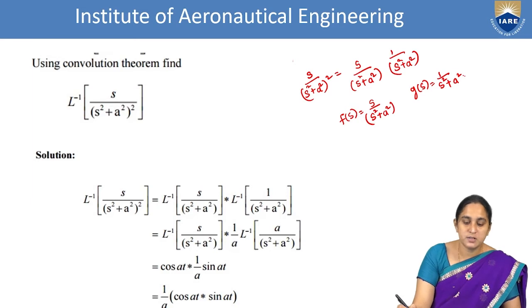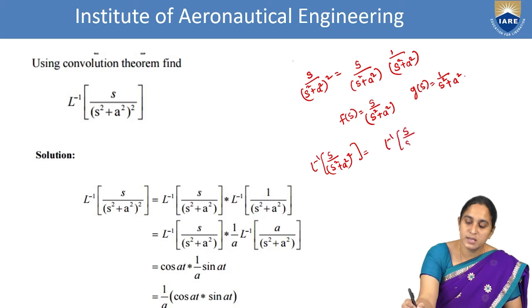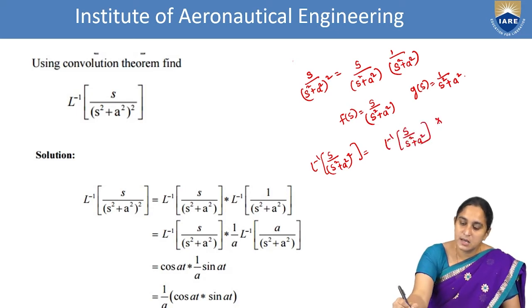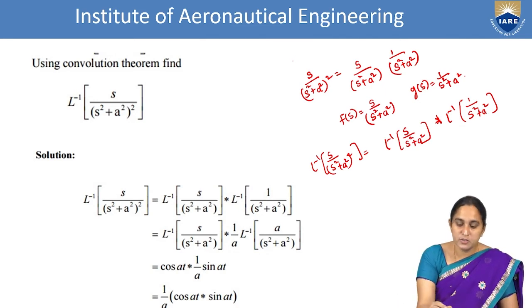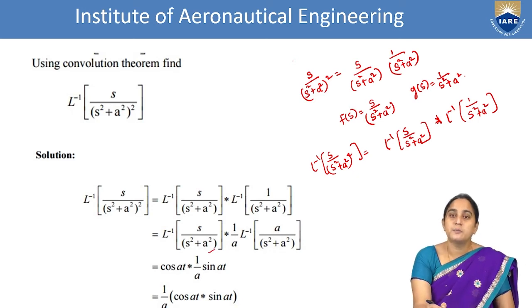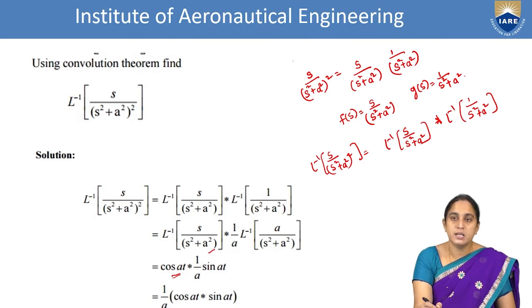Therefore, apply Laplace inverse transformation on both sides. That is, Laplace inverse of s by (s square plus a square) whole square is equal to Laplace inverse of s by (s square plus a square) star Laplace inverse of 1 by (s square plus a square). From that, the first part, Laplace inverse of s by (s square plus a square), directly from the Laplace inverse transformation formula, is cos at. But for the second part, Laplace inverse of 1 by (s square plus a square), there is no direct formula.